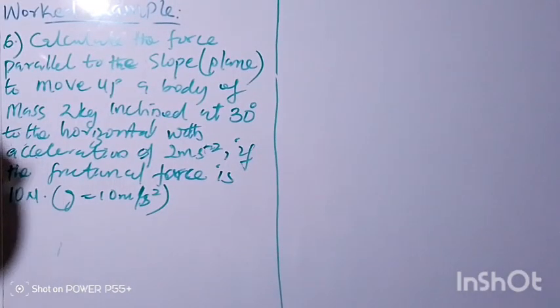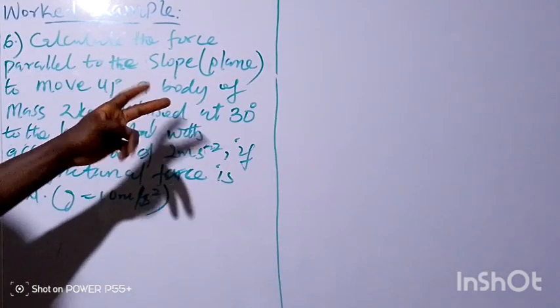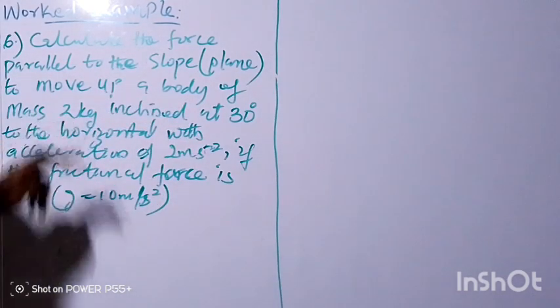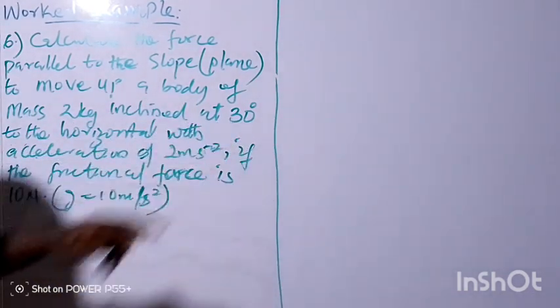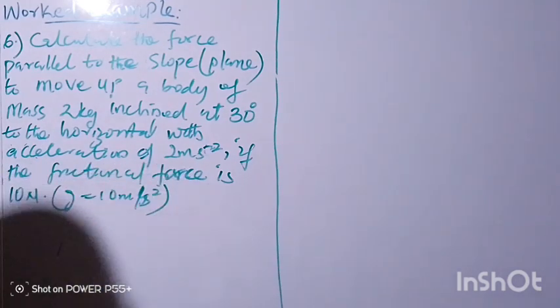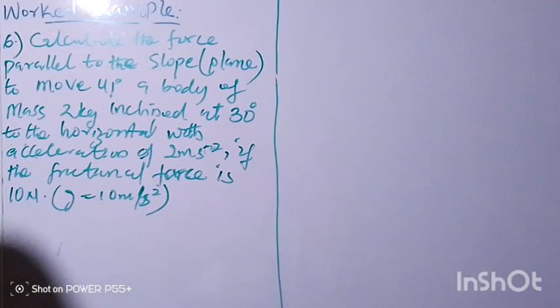The question says, calculate the force parallel to the slope or plane to move up a body of mass 2 kg, inclined at angle 30 degrees to the horizontal with an acceleration of 2 meters per second square if the frictional force is 10 Newton. G is given as 10 meters per second square.